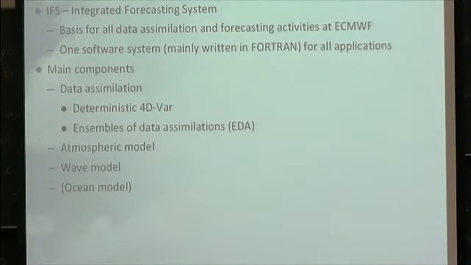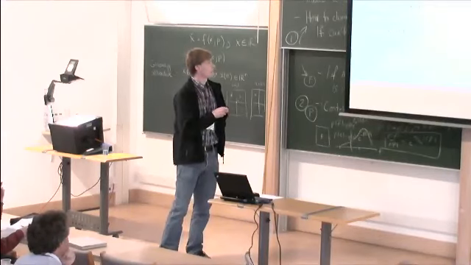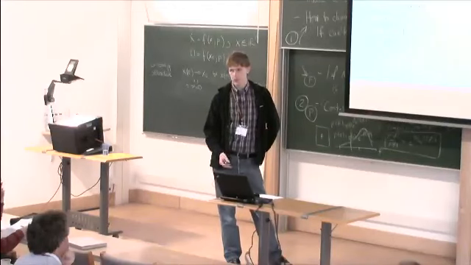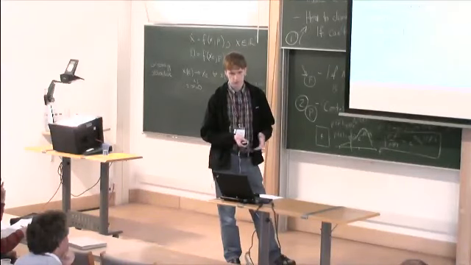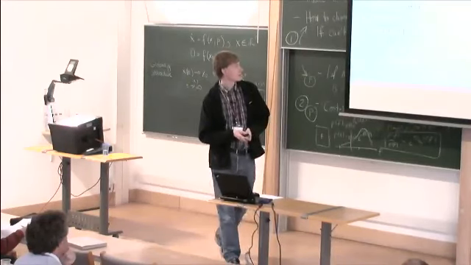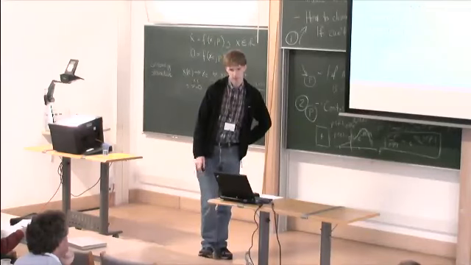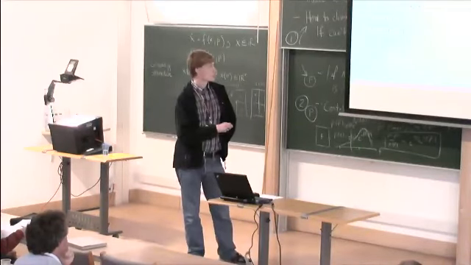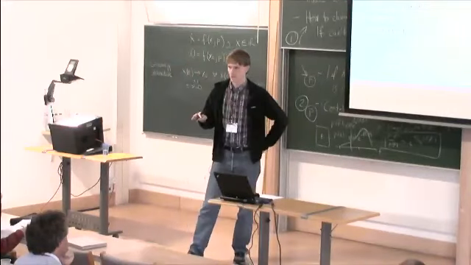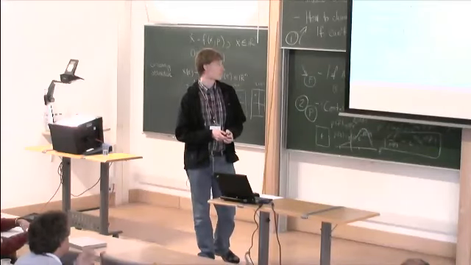Well, what is the ECMWF forecast system? It's mainly one software package which is called Integrated Forecasting System, and this is mainly written in Fortran and has also scripts for the initial starting and so on. And the main components of the IFS are the data assimilation system with a deterministic four-dimensional variational analysis. And since June, there's also an ensemble of data assimilations where you create an ensemble of data assimilations by perturbing the observations and by using model uncertainties as well in the assimilation process.